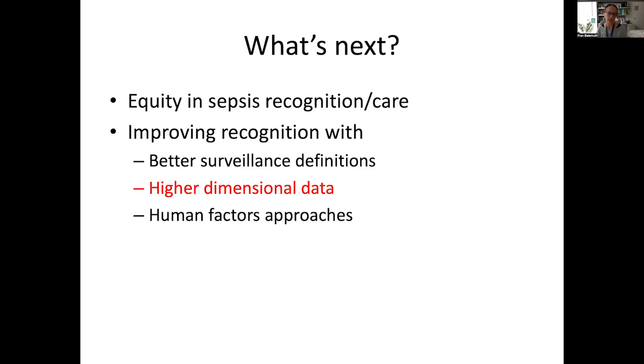And so, the next phase of this, I think, is thinking about, can we use even higher dimensional data? Our tool is based off of pretty simple data, like what's your heart rate when you show up in the ED, what's your blood pressure, but we obviously collect a lot of data through the electronic health record. And can we use these higher dimensional data and machine learning tools to make even better sepsis recognition tools?